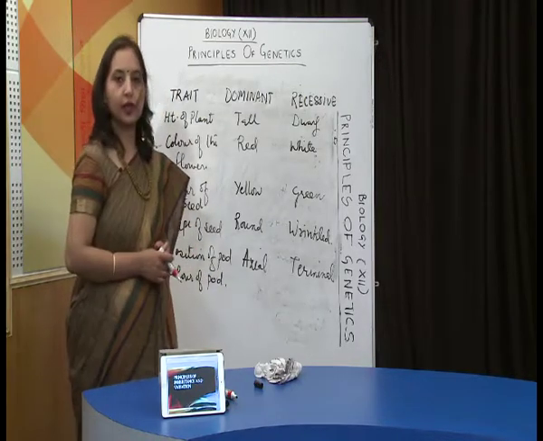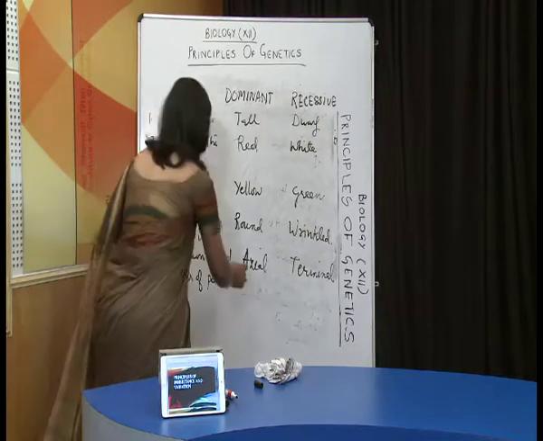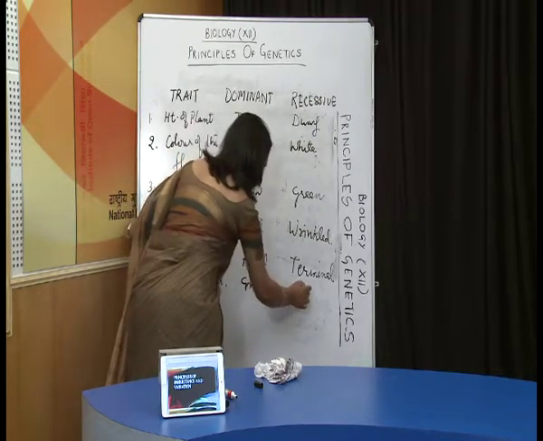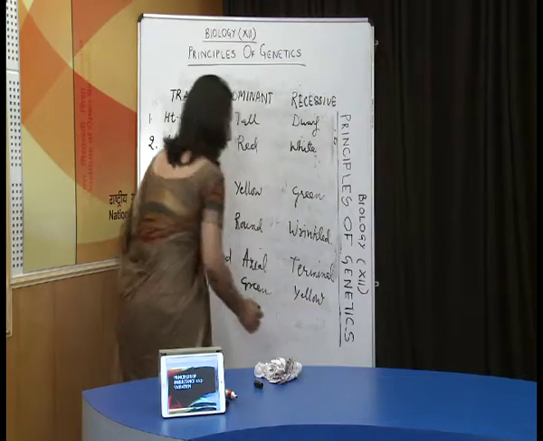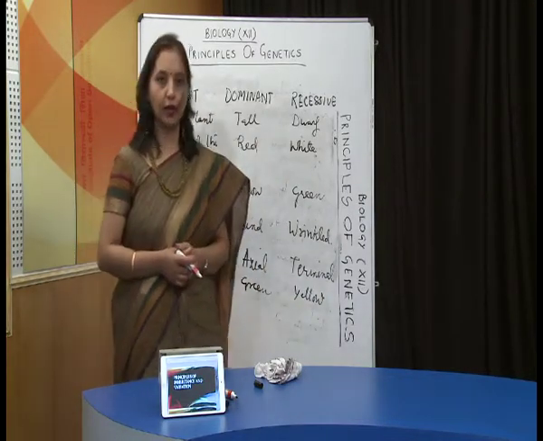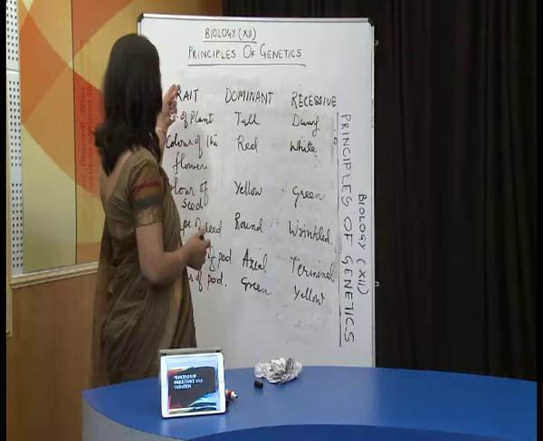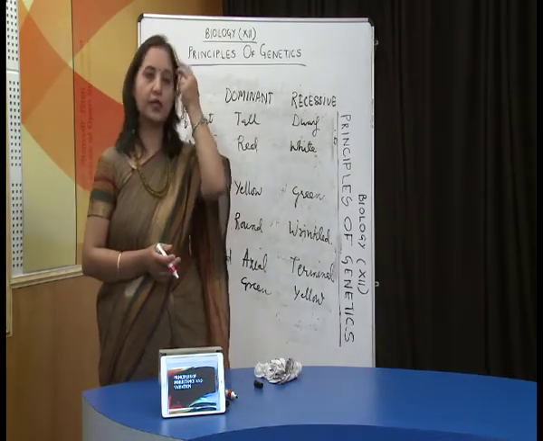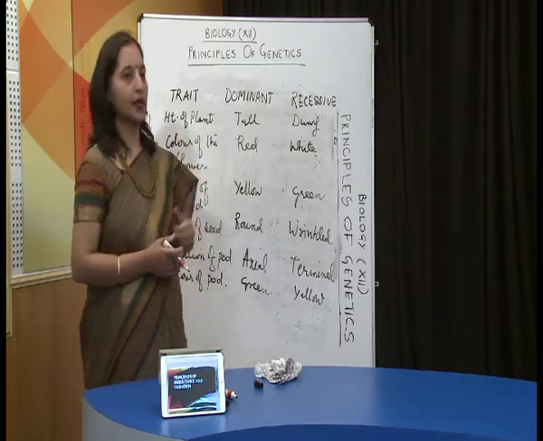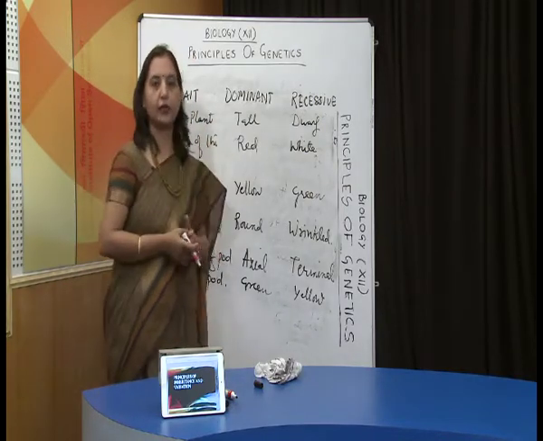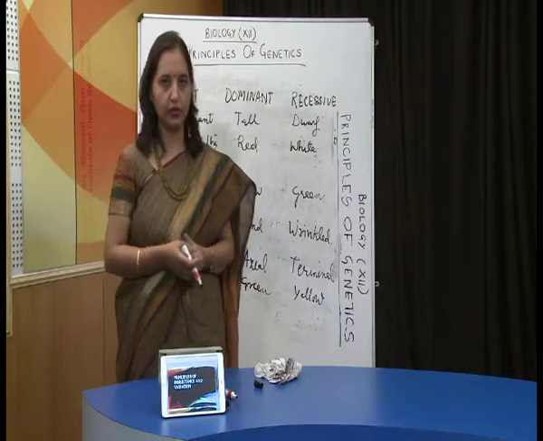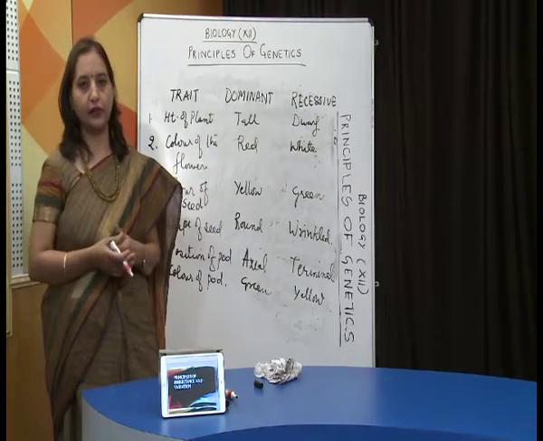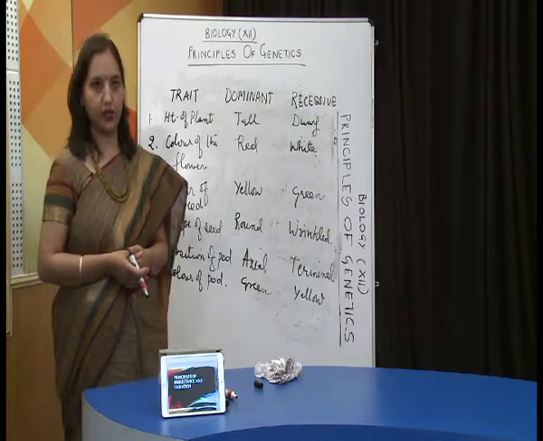The next character was color of pod, and green color was dominating over yellow color. So, these were the traits that were studied by Mendel for his experiments, and out of these some were dominating. Dominating means the ones which appeared in the first generation, and some were recessive, the ones which did not appear in the first generation.